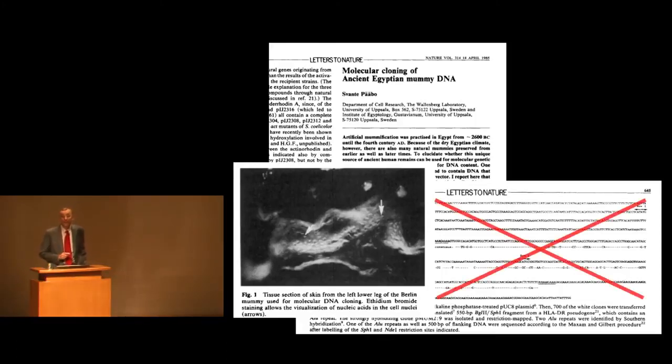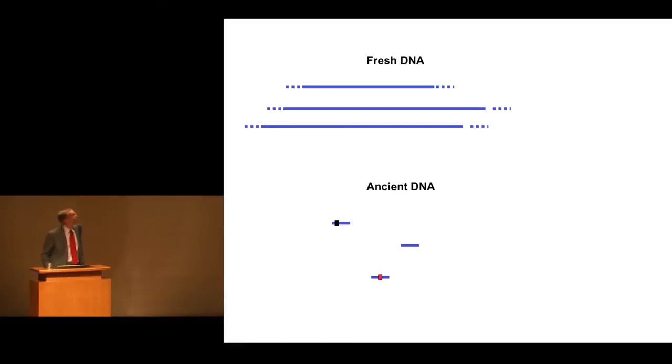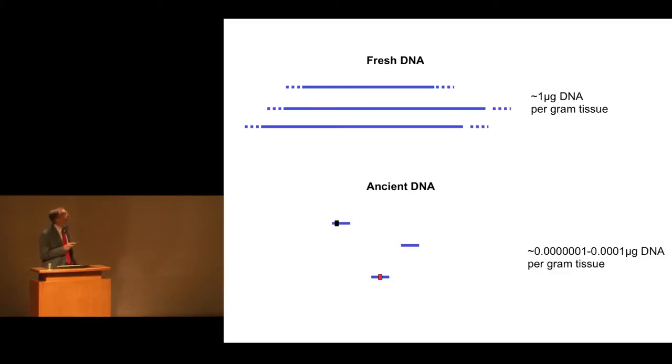So those DNA sequences were clearly due to contamination, but this sort of staining of the DNA in the cell nuclei, after all, showed that there was some DNA there. So what became clear over the next few years is that there are many technical complications with working with ancient DNA. The first complication is that there's very little there.